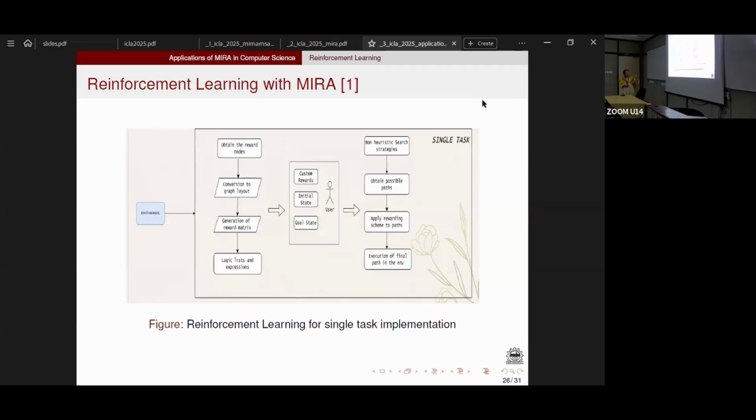This is again a reinforcement of a single task with MIRA. What we have done is we have taken the whole environment, converted that into a graph, and have a rewarding matrix for it, have an initial state and the final state, and have some heuristic. For example, a breadth first search or a depth first search should be sufficient here, which is non-heuristic in nature. And through that, we applied MIRA in order to get the result.